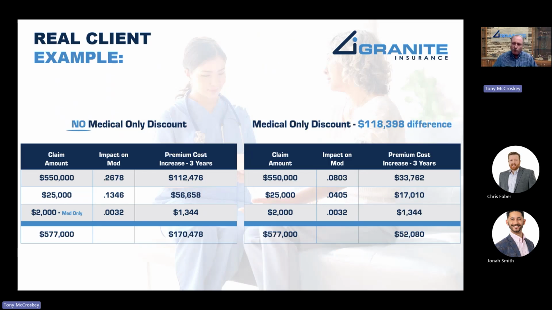Here it is in table format, but it says basically the same thing. You'll see at the top, medical only discount, it's $118,000 lower over a 3-year period. If you look at it without the discount for medical only, it's $170,000. That same injury with the medical only discount is only a $52,000 increase in premium over 3 years. So it's amazing how much difference medical only makes.